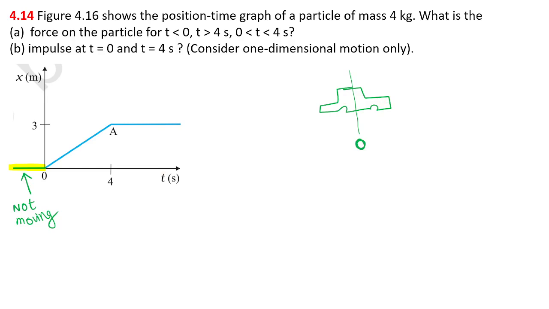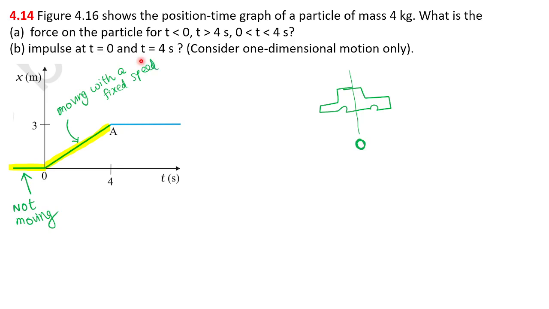So this graph means the body is moving. Let me say car. The car is actually moving with a fixed speed or fixed velocity. I explained.